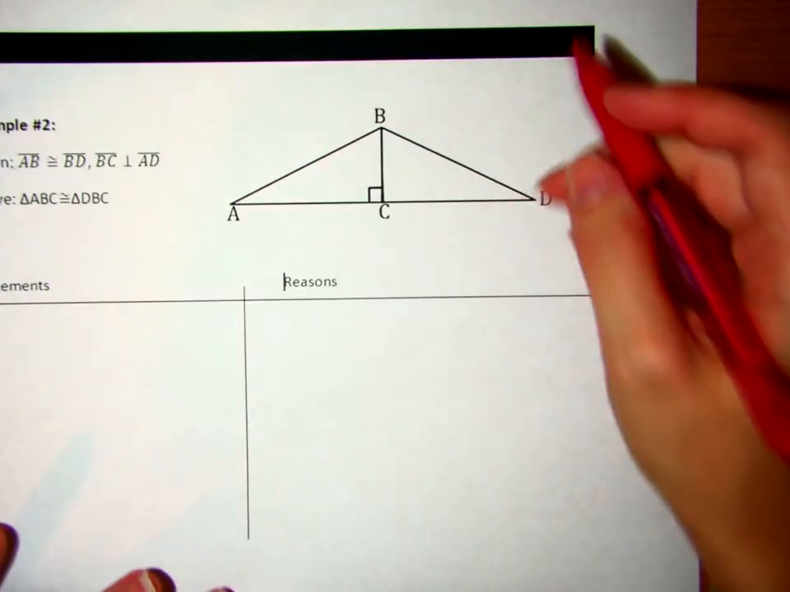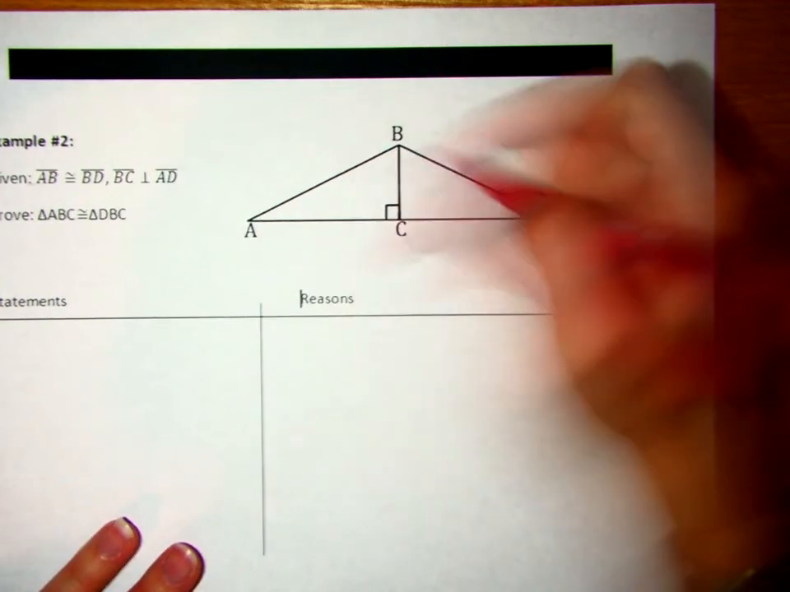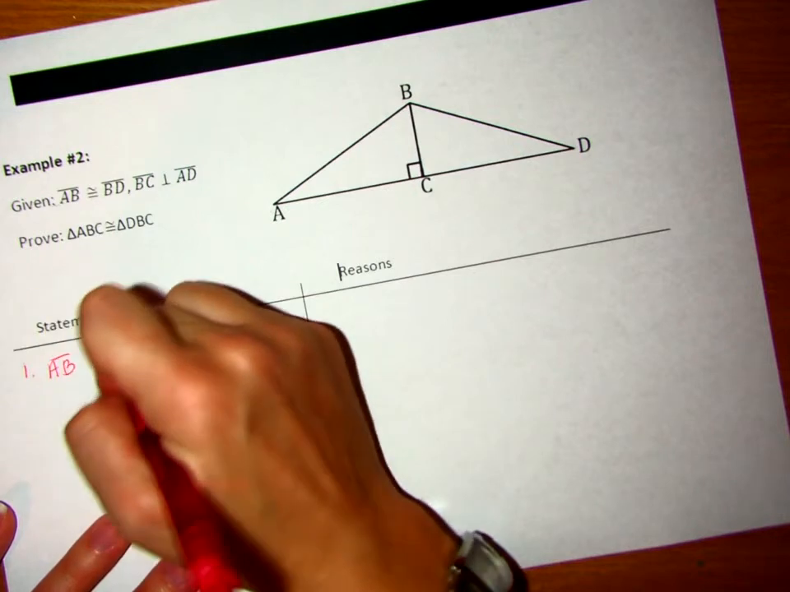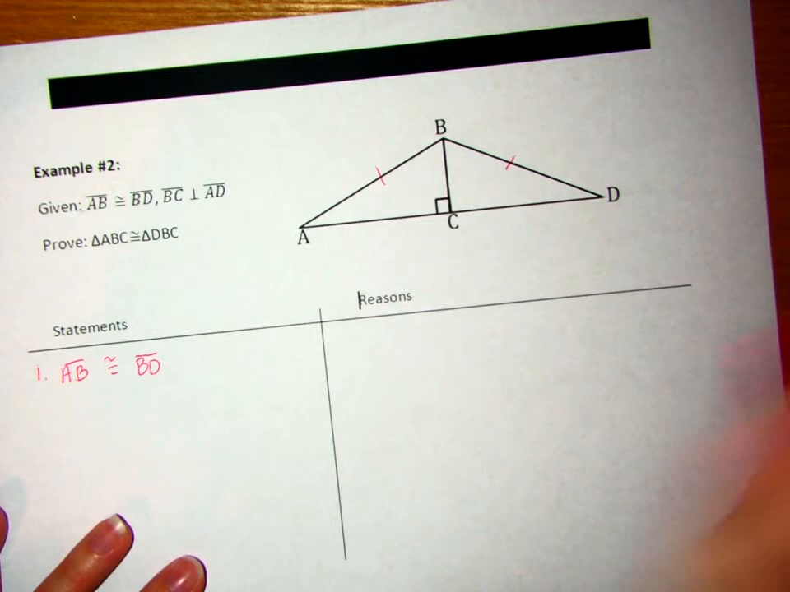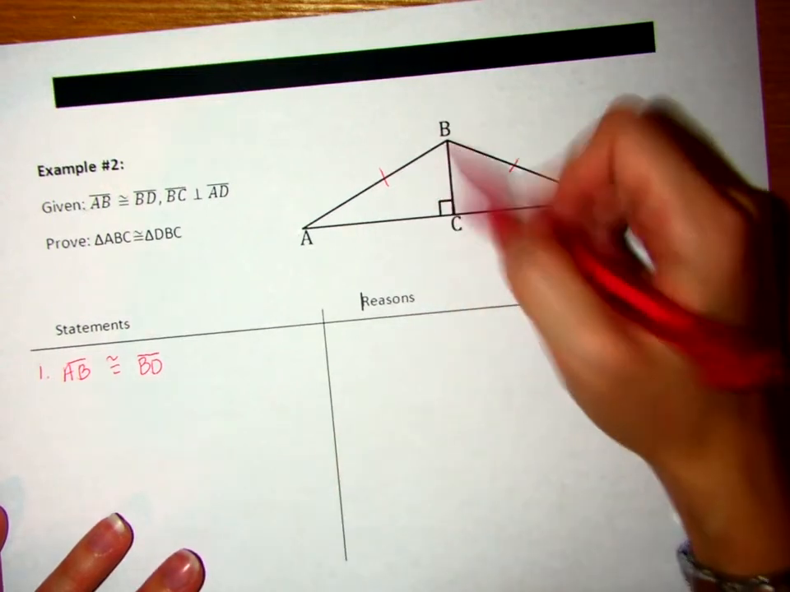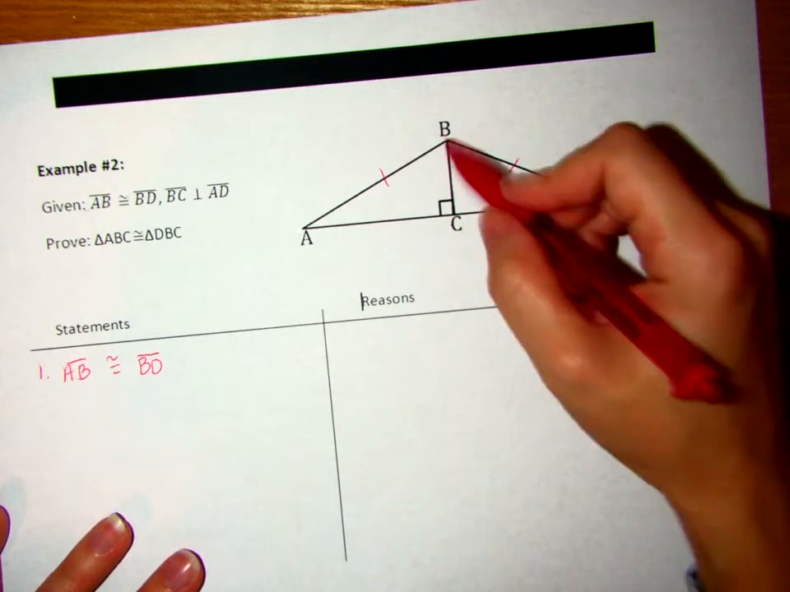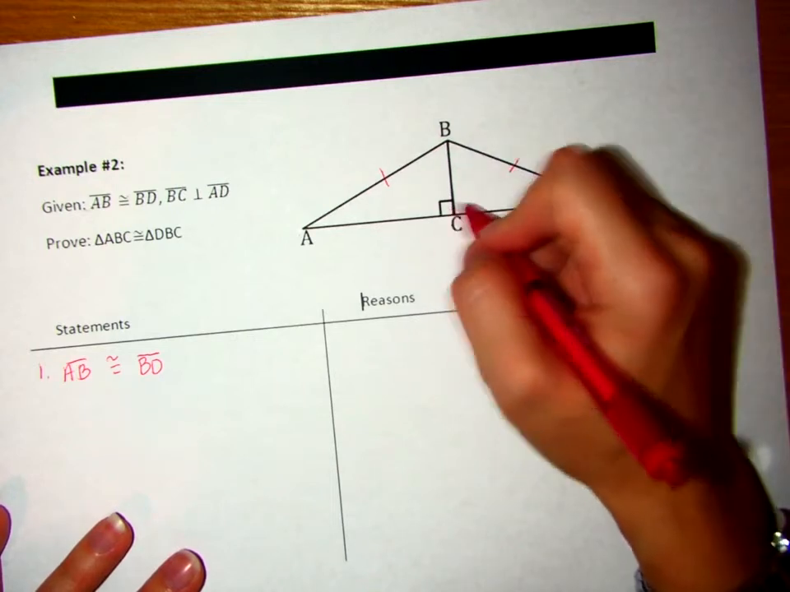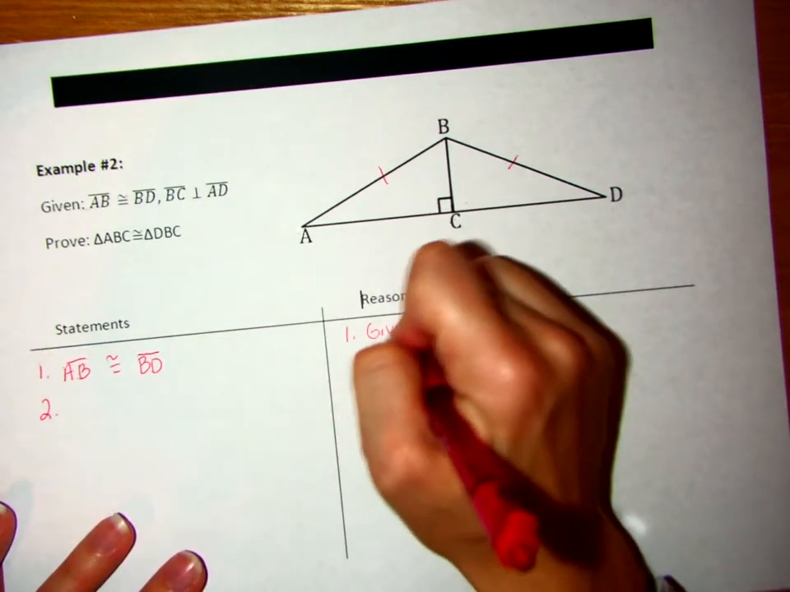And then finally, we get into proofs. If you'll notice here, it says that AB is congruent to BD. So we're going to start with that. AB is congruent to BD. So we'll mark these right here. We have that BC is perpendicular to AD. Now, if they're perpendicular, then what that means is that we have two right angles. So we're going to start with our given. I should have said that was given before.